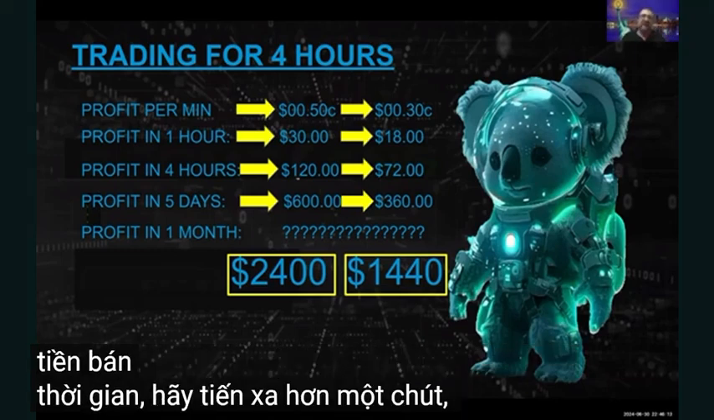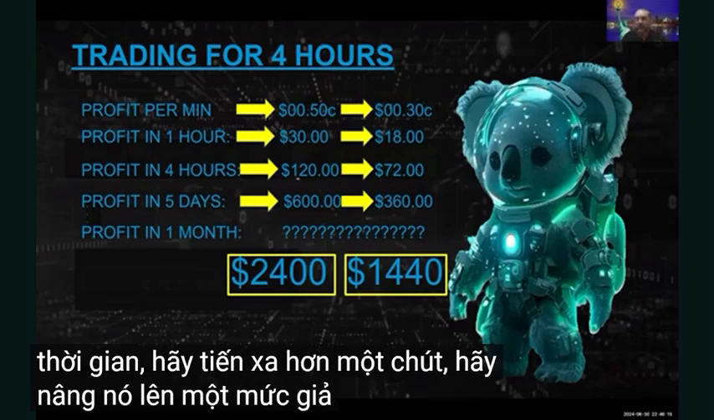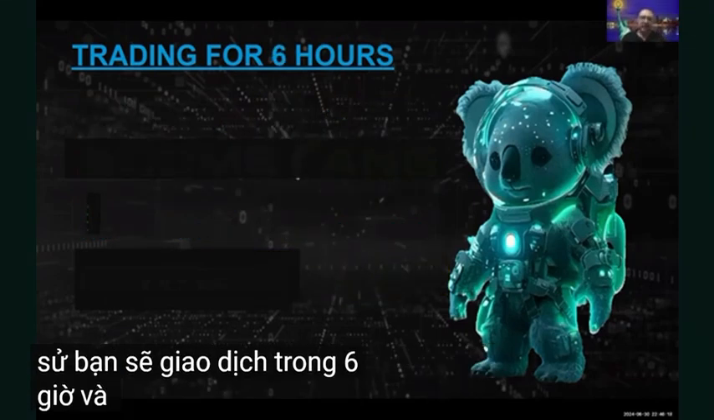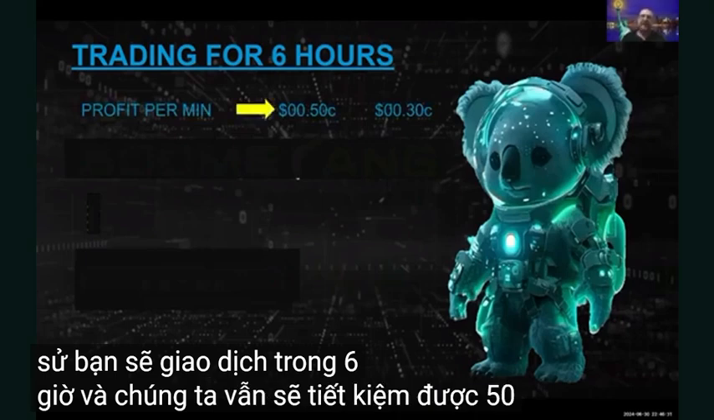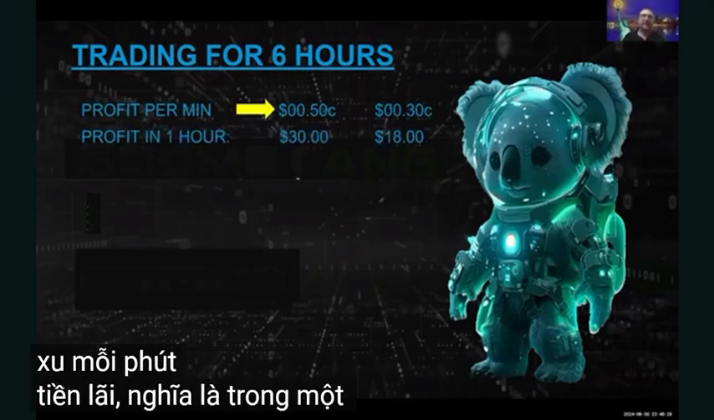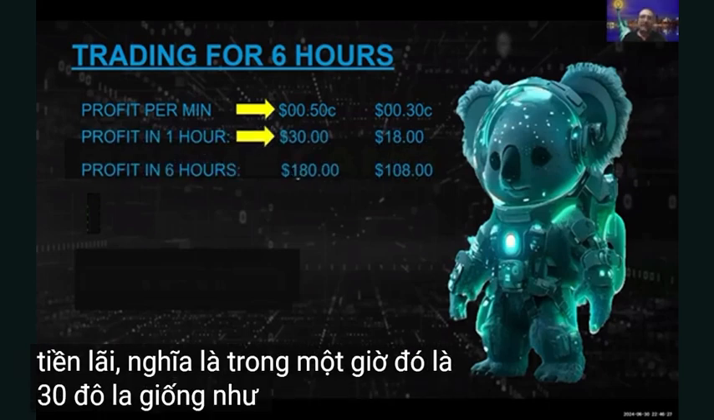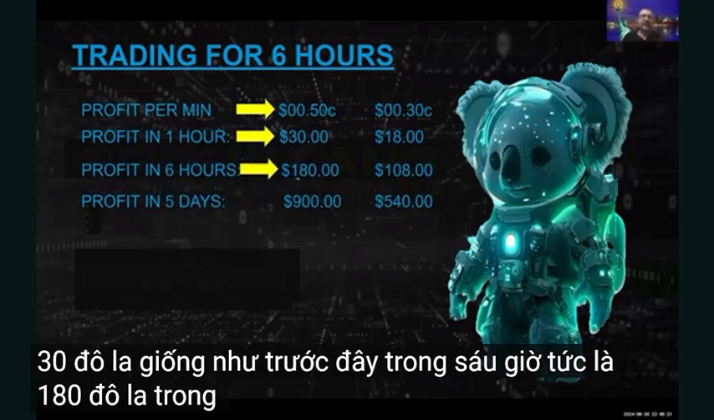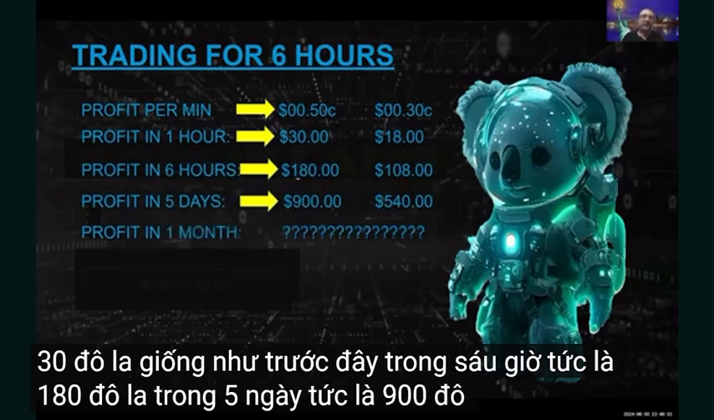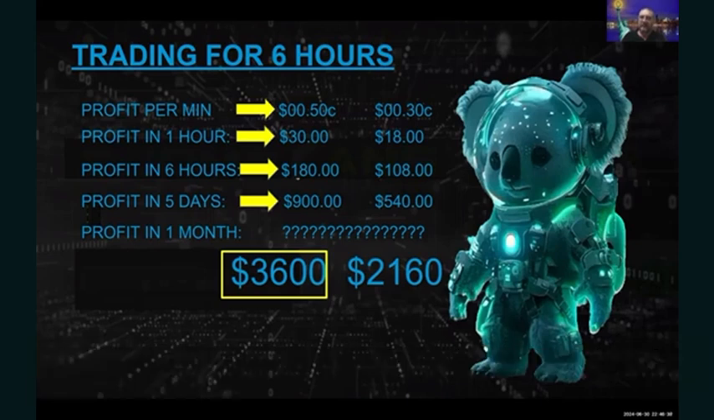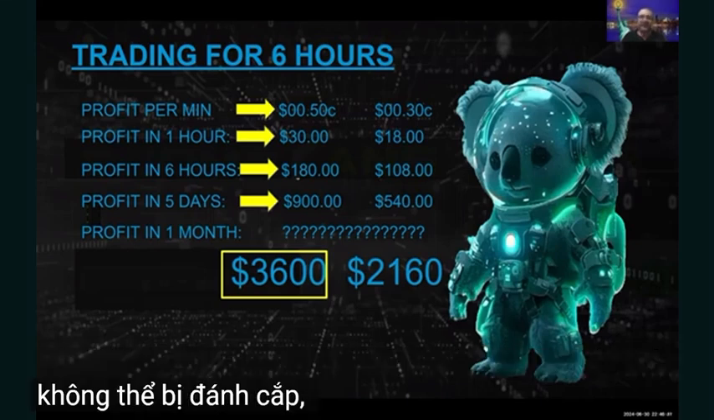Let's go a bit further. Let's knock it up a notch. Let's say you're going to trade for 6 hours, and we're still going to say 50 cents a minute in profits, which means in 1 hour, that's $30, just like before. In 6 hours, that's $180. In 5 days, that's $900. In 1 month, that's $3,600.